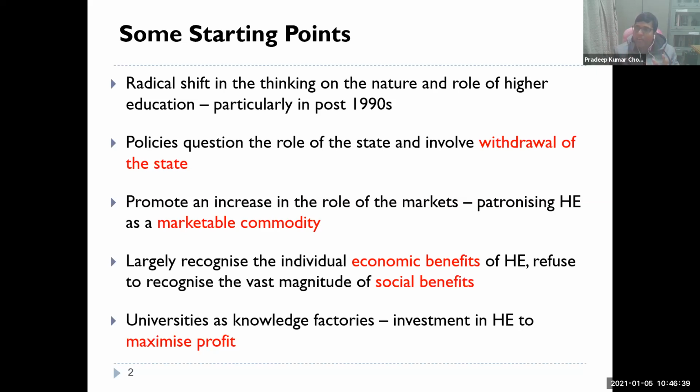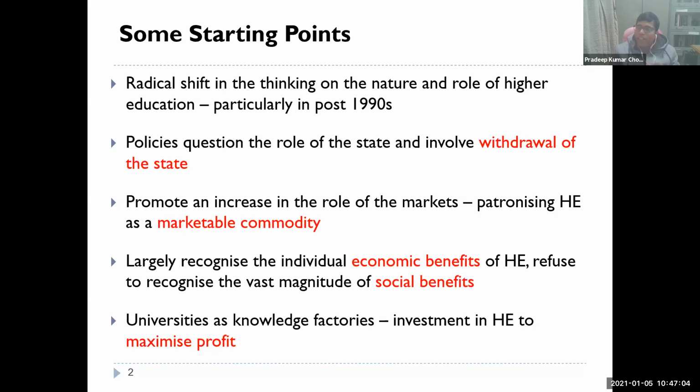That's the point I have made. It largely recognized the private benefits, the individual economic benefits, but it refused to recognize the social benefits or externalities that higher education produces. But later on, in let's say 2010 and afterwards, in the recent literature, even social benefits are being highlighted, and there is a change in the discourse that I will come to a little later.